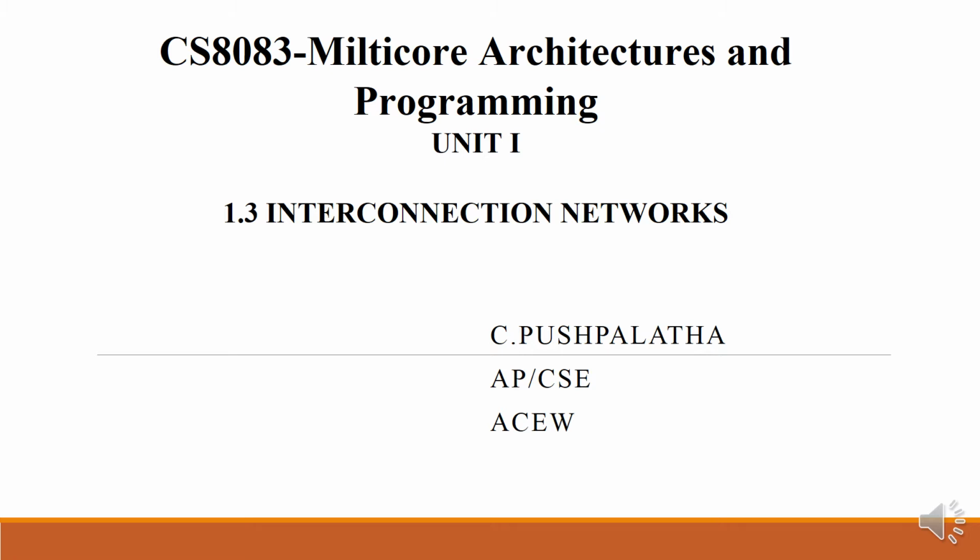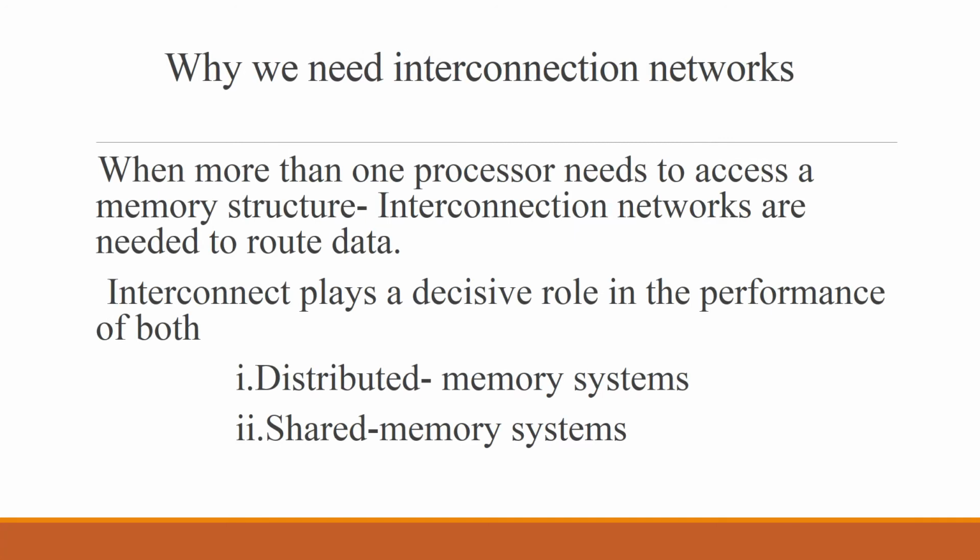Today's topic is interconnection networks from the subject multi-core architectures and programming. Next, what is interconnection networks? Interconnection networks provide connections between the different components of the interconnection mechanism. The network has processing elements or nodes that are at one end of the network and memory elements or nodes are at the other end of the network.